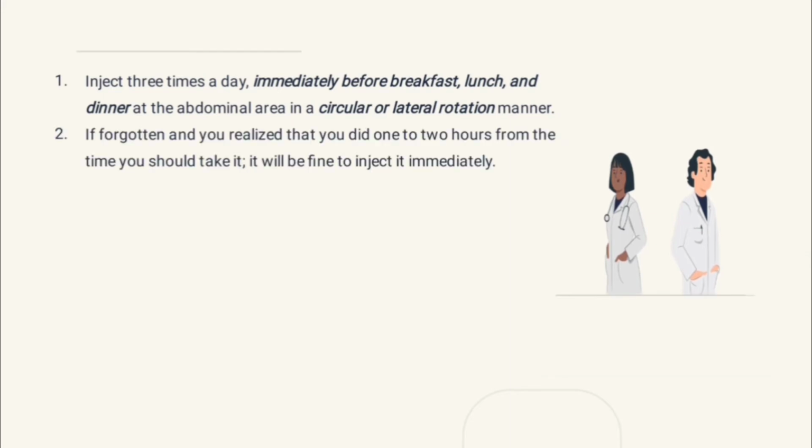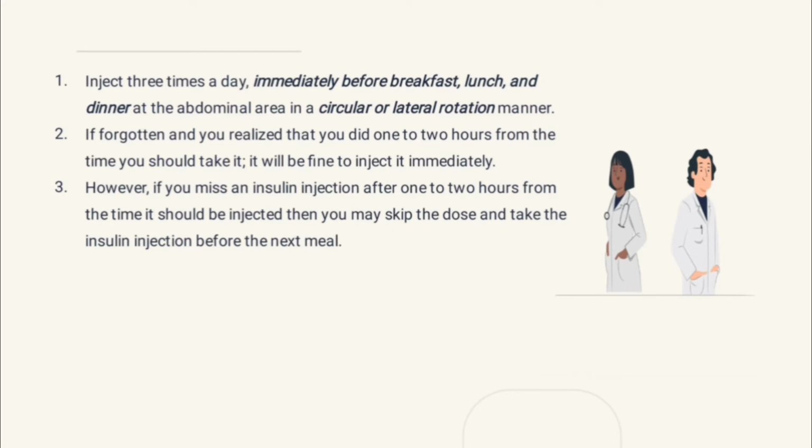Next, if you forgot and you realize that you did not take it 1 to 2 hours from the time you should take it, it will be fine to inject it immediately. Remember, 1 to 2 hours. But if you miss an insulin injection after 1 to 2 hours, you should skip it and take it before the next meal.